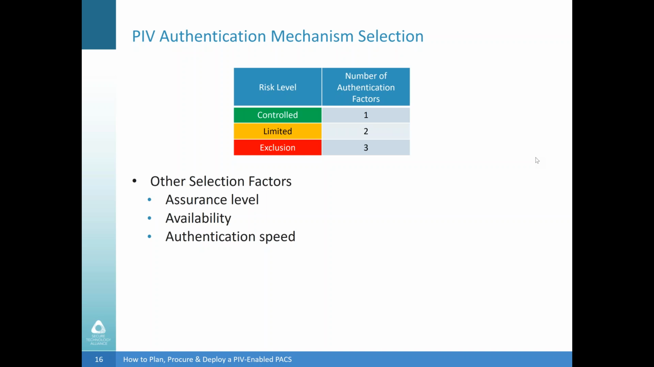Higher assurance levels and more authentication factors typically take more time, so they're not appropriate where higher throughput is required. There's always a balance between security and convenience. You may end up increasing risk instead of reducing it. If access becomes overly burdensome, users may subvert your efforts by things like allowing other people to piggyback and propping doors open. Next slide, please.